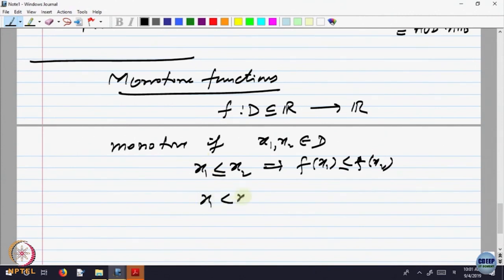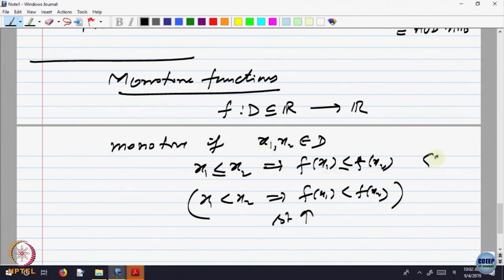If x1 strictly less than x2 implies f of x1 strictly less than f of x2, that was strictly increasing. So, strictly monotone, this is strictly increasing. So, monotonically increasing, let me write an arrow up saying monotonically increasing for less than or equal to, and strictly when the inequality is strict. Okay. And so on. So, we looked at various properties.